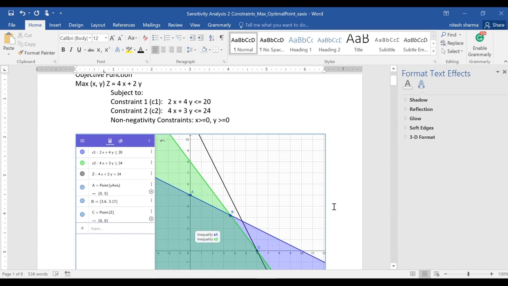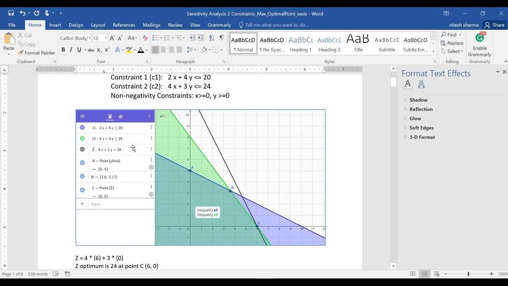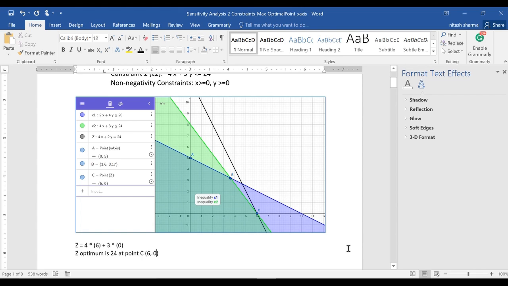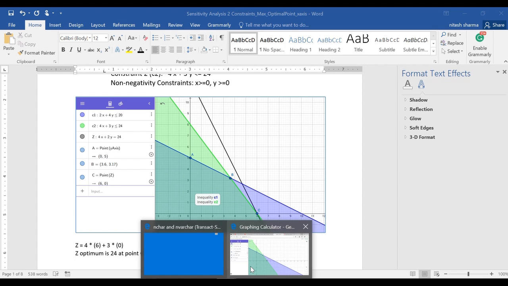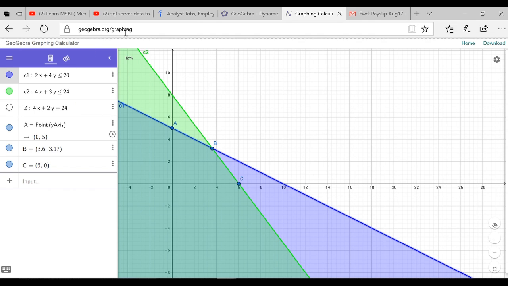I have represented the problem in a graph where the blue line represents constraint 1, the green line represents constraint 2, and the black line represents my objective function. A, B, C and the origin represent my feasible region. I've already solved this problem and got the result that Z is optimal at point C and the optimum value is 24. I made this graph on a web software, geogebra.org/graphing. I've covered how to draw the graph in my previous videos. You can check that out there.